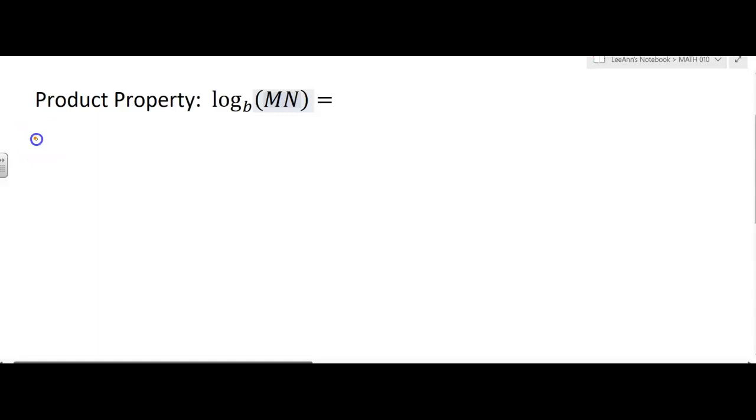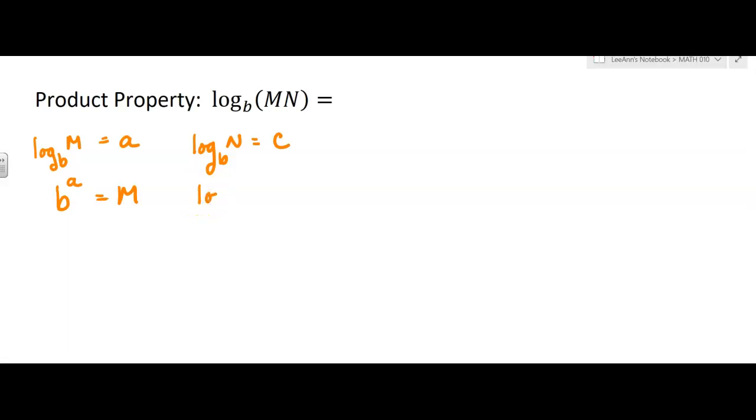So we're going to say that log base b of m, just m, equals something. We'll call it a. Then b to the power of a equals m, if you change it to exponential form. And then we're going to say log base b of n equals something. We'll call it c because we're already using b. Then if I change it to exponential form, b to the power of c equals n.